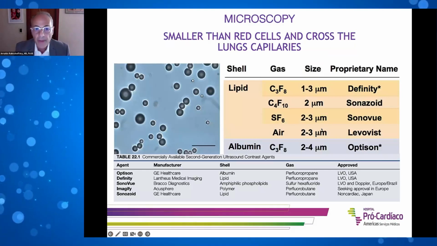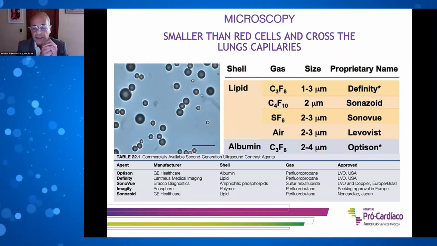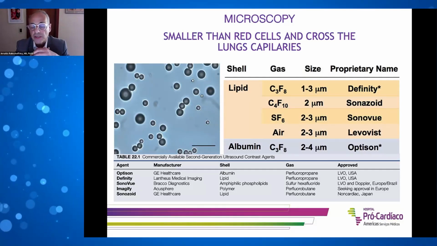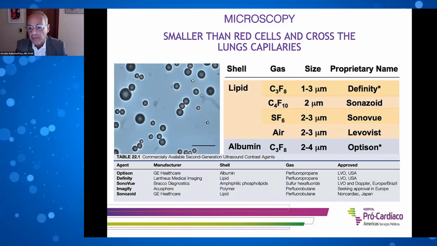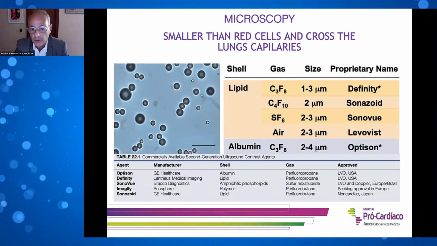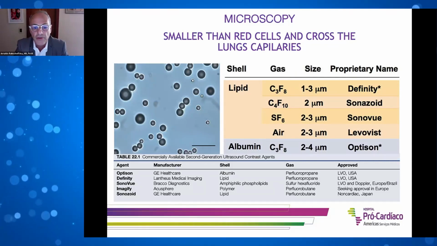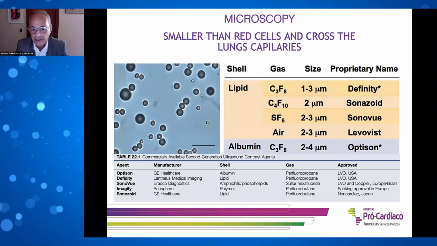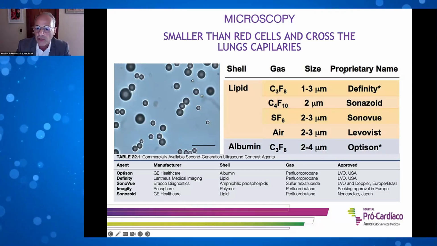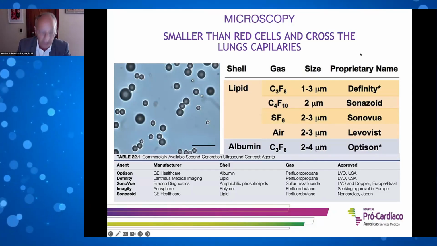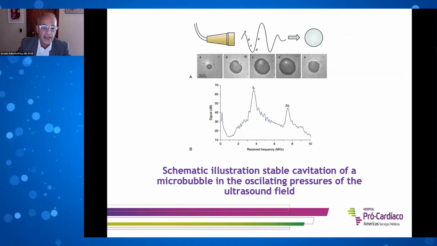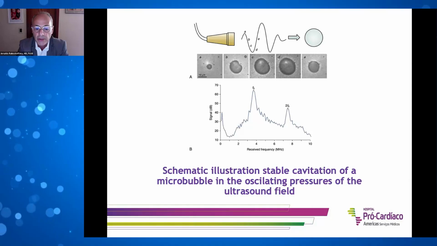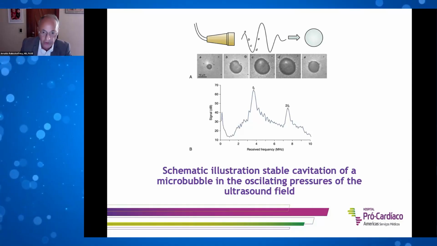The microbubbles are smaller than red cells and cross the lung capillaries. Those are the commercially available contrasts. In my country, we use Sonovue, the only commercially available contrast. You can see that they are less than 5 microns, which is the reason they cross the lung and go to the left heart. This schematic illustration shows the stable cavitation of a microbubble in the oscillating pressures of the ultrasound field.